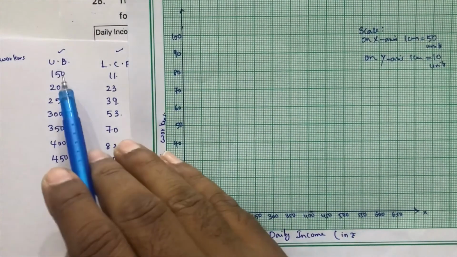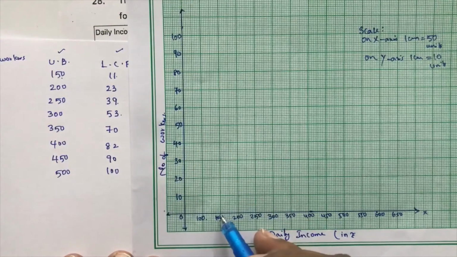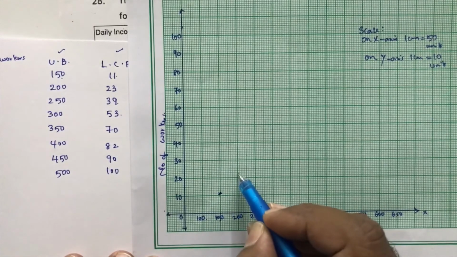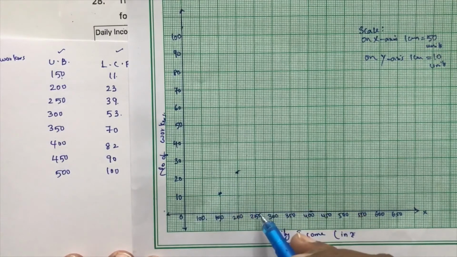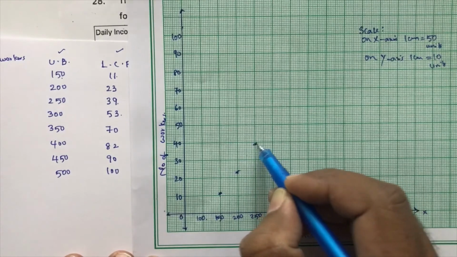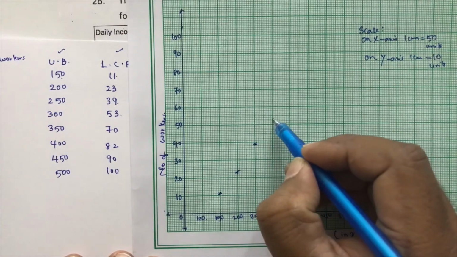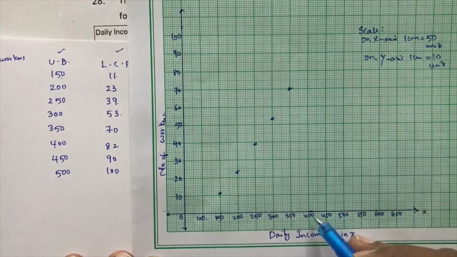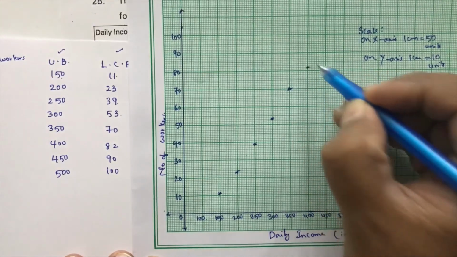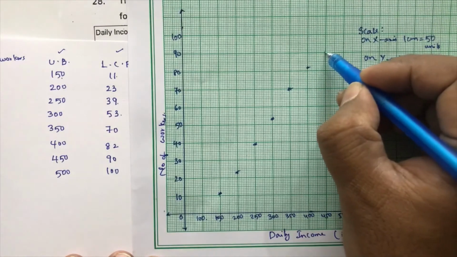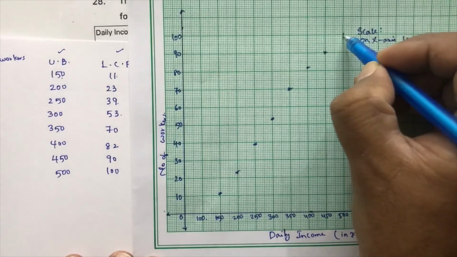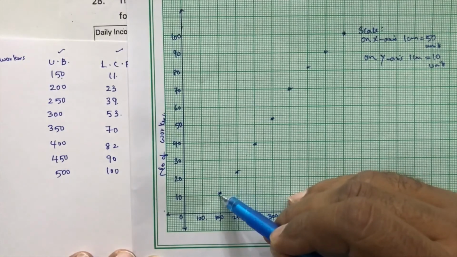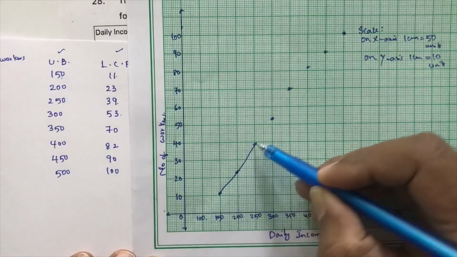Now plot the values. 150, 11; 200, 23; 250, 39; 300, 53; 350, 70; 400, 82; 450, 90; 500, 100. Then you have to draw the ogive. With free hand, just draw the ogive.